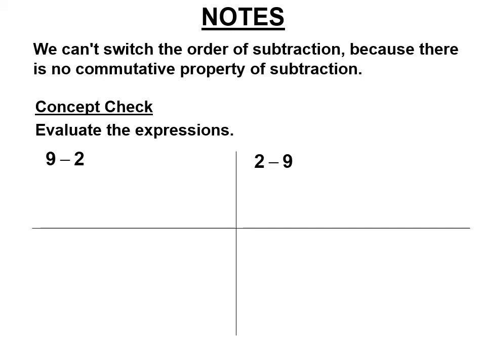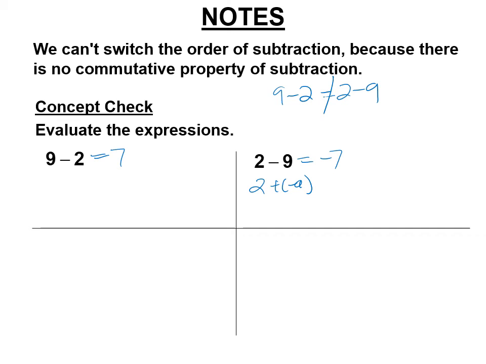Now, commutative property is only for addition or multiplication. It does not work for subtraction or division. We're just going to go over the fact that it does not work for subtraction, right? 9 minus 2 is 7. 2 minus 9 is not 7. It is negative 7. So if I write this, that's not true. That's false, right? They're not equal.